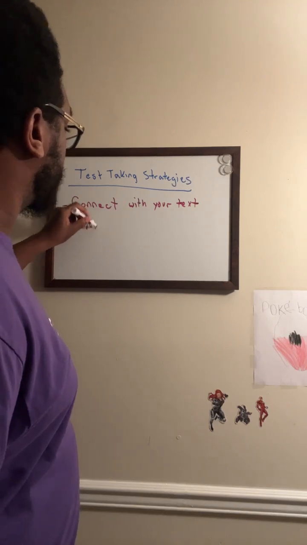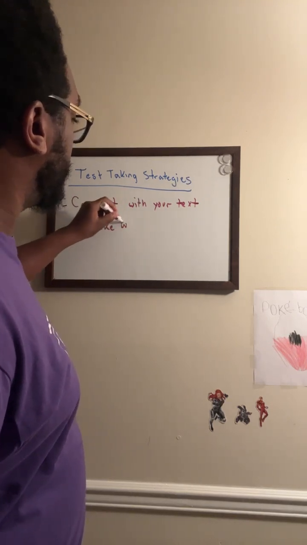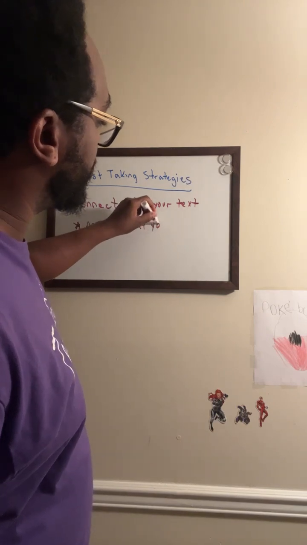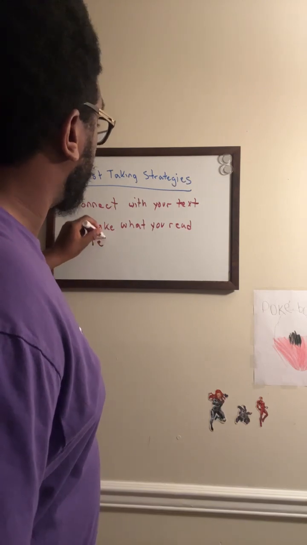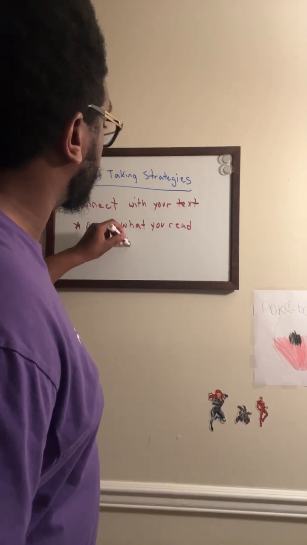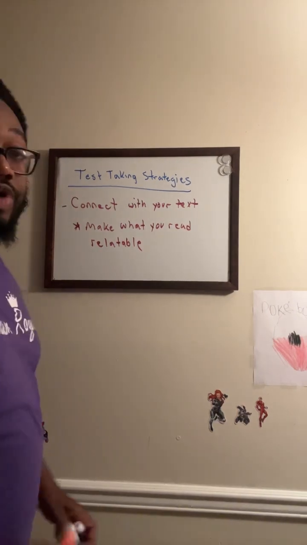Make what you read relatable. Now, how can you make what you read relatable? You find a way to connect to it. So let's say you're reading the text about the color purple. Let's say you can't stand the color purple, but you may know somebody who knows the color purple. See, some of you all made a connection right there. You heard me say the color purple. You might have thought about the movie, but I'm actually talking about the color purple that's on my shirt. You get it? And that's how you connect with the text.